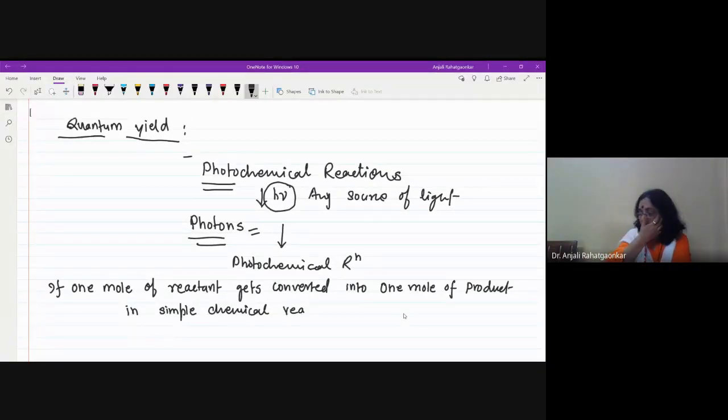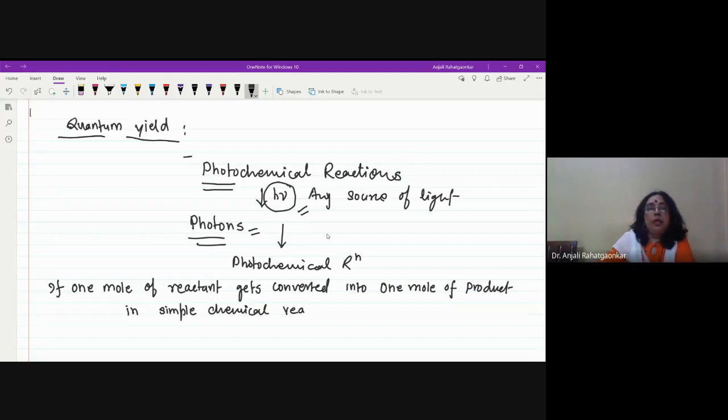So once again, I'm going to explain the quantum yield. Quantum yield is the term which is involved in photochemical reactions. When we have a photochemical reaction, it means that all the reactions are induced by a source of light in terms of photons. These reactions are called photochemical reactions.